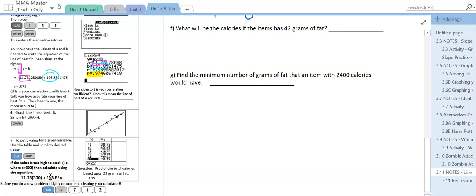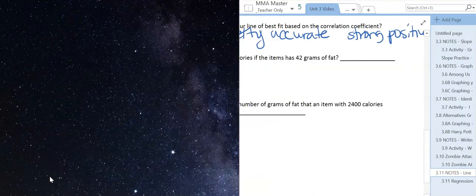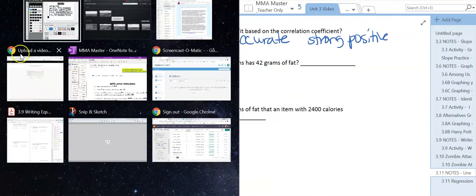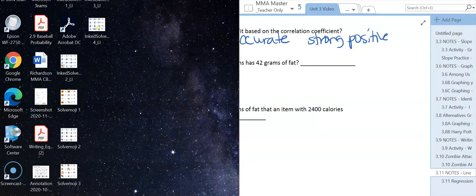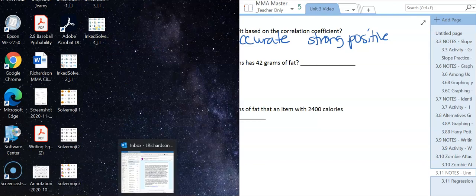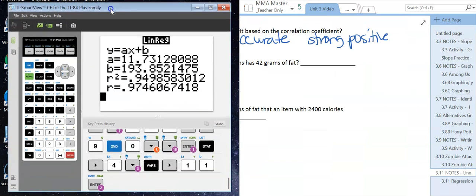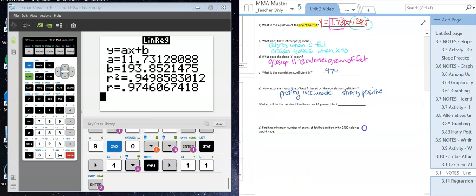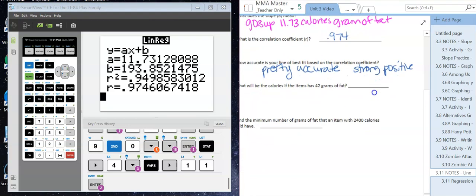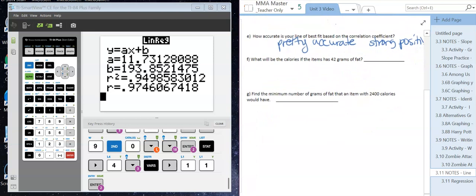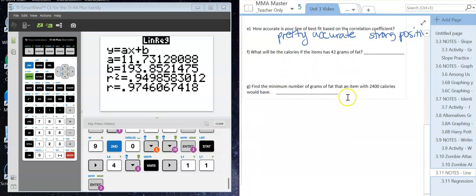So what I'm going to do now is I'm going to split my screen. All right? And I'm going to put my calculator over here on the left so that we can finish the notes over here on the right. Okay. So what it wants us to do now is, what will be the calories if the item has 42 grams of fat? So I'm going to use the table.